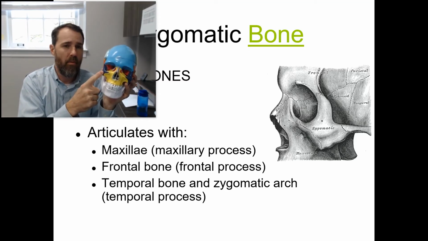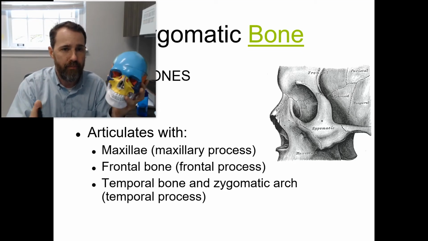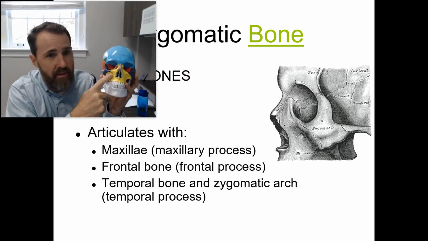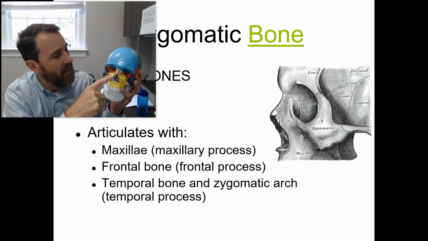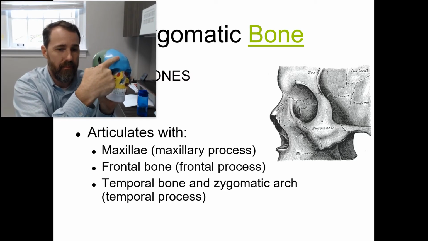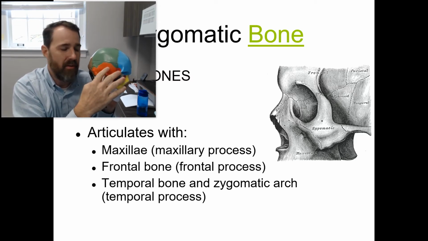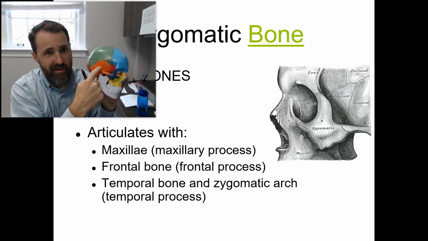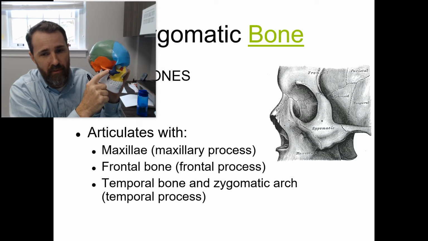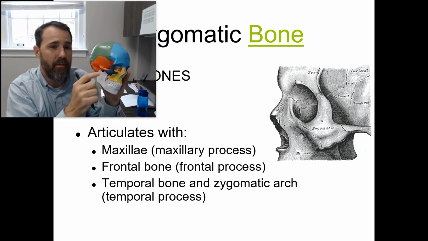Looking at this purple one right here, you can see that the zygomatic bone articulates medially, so in the middle, it is connected to the maxilla. You can see that superiorly, it is attached to the frontal bone. And you can see that posteriorly, it attaches to this orange bone here, which is called the temporal bone. And this little orange branch here of the temporal bone is called the zygomatic process of the temporal bone.